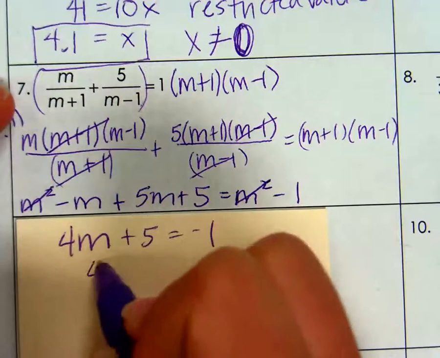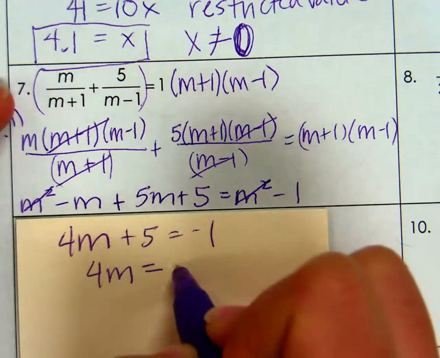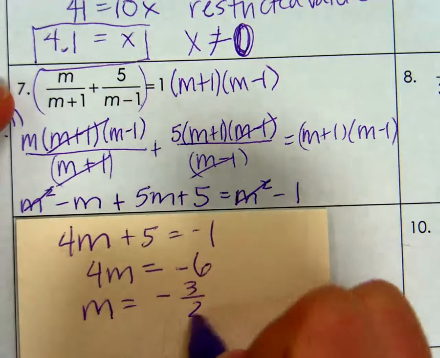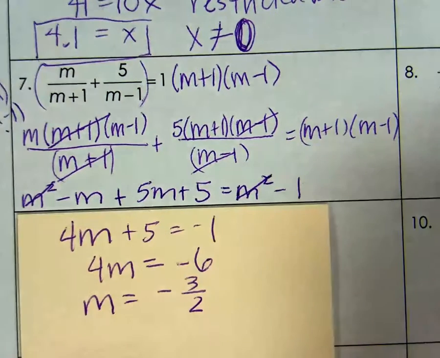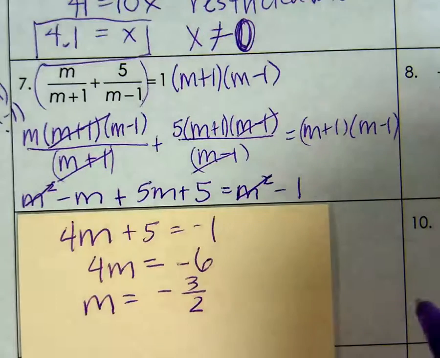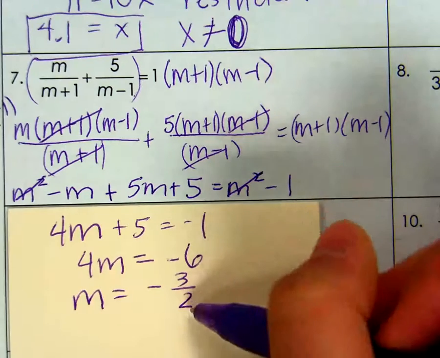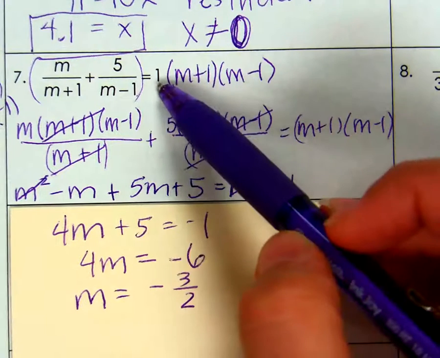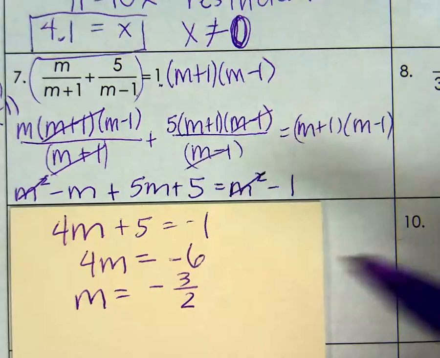Subtract 5 from both sides. 4m equals negative 6. So m equals negative 3 halves when I divide by 4. Obviously, you could say negative 1.5 if you wish. Definitely take the time, plug that in, store that in your calculator, put this into your calculator, make sure that it equals 1. So you could turn a quiz in and know you have it correct.